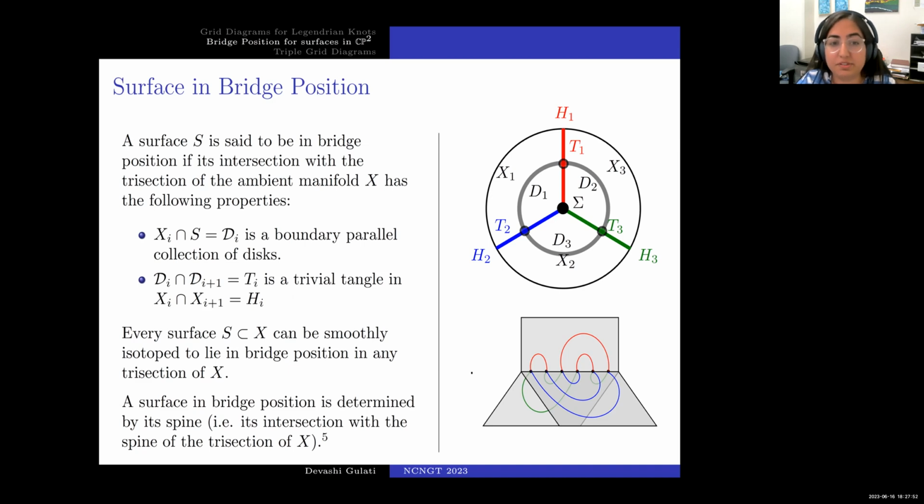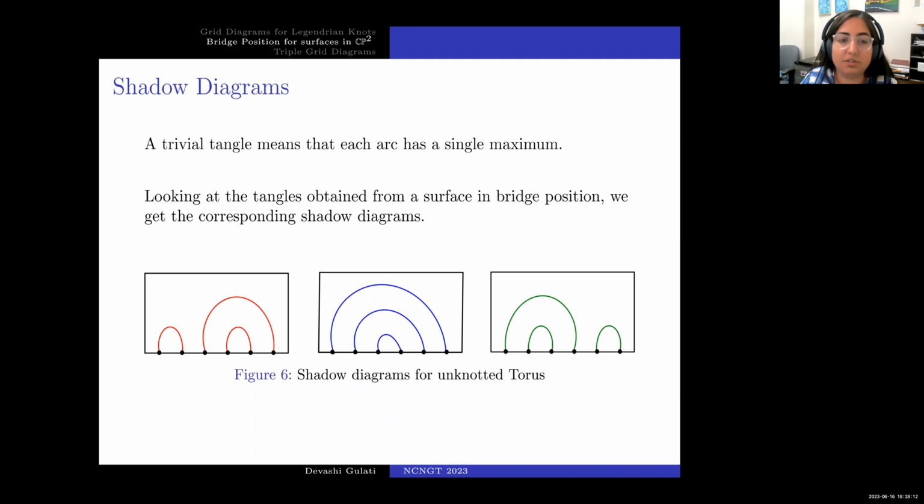Also, a surface in bridge position is determined by its spine, that is, its intersection with the spine of the trisection. So it's really the spine which has all the information that's required, which you can see on the right, where I have three trivial tangles demonstrating this. Shadow diagrams. A trivial tangle means that each arc has a single maximum. Looking at the tangles obtained from a surface in bridge position, we get the corresponding shadow diagrams. These are the shadow diagrams for an unknotted torus.